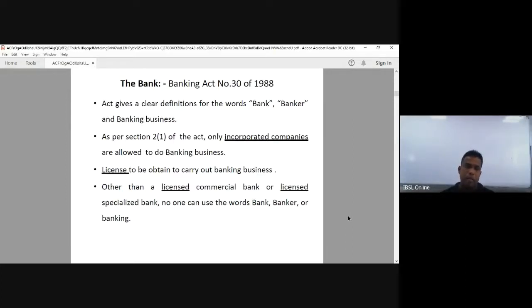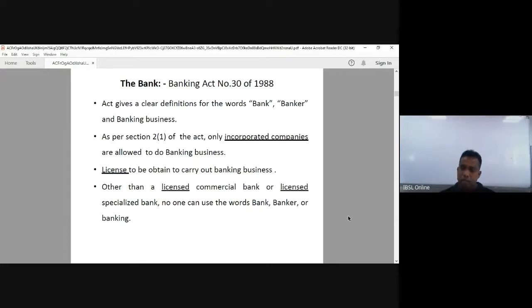That is number one. They have fulfilled that legal requirement. Number two, they have obtained a license. After establishing the company, they have obtained a license to do banking business from the central bank. So the second legal requirement is also there. If these two requirements are met, then you are allowed to do banking business.